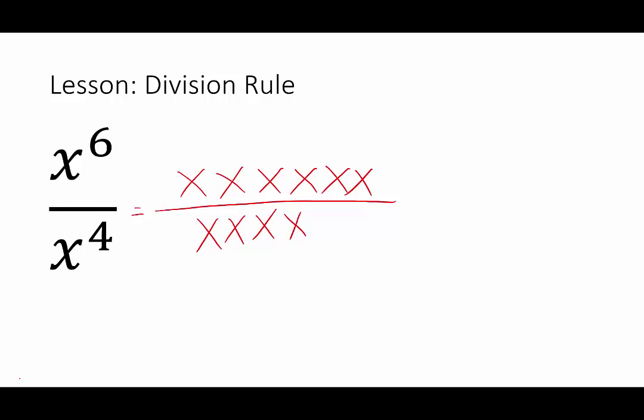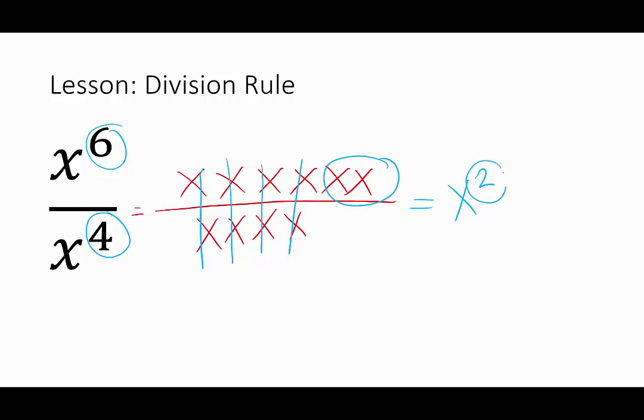Remember that when we have x's, an x over an x is just a 1. So these two x's cancel each other out, these cancel each other out, these cancel each other out, and these cancel each other out, leaving us with just 2 x's, which is the same as x to the 2nd power. But what we should see is that we have 6 on the top and 4 on the bottom. And how is that related to the 2?